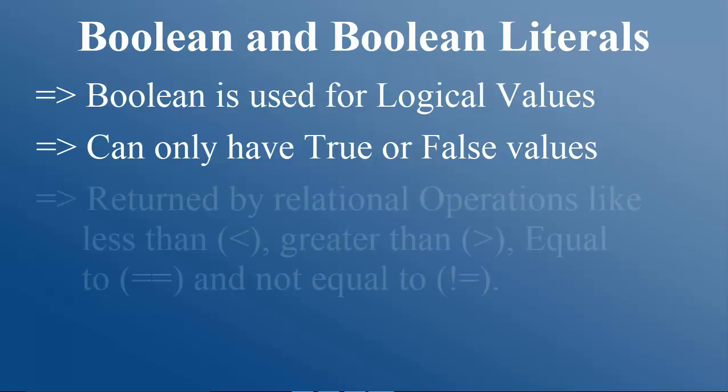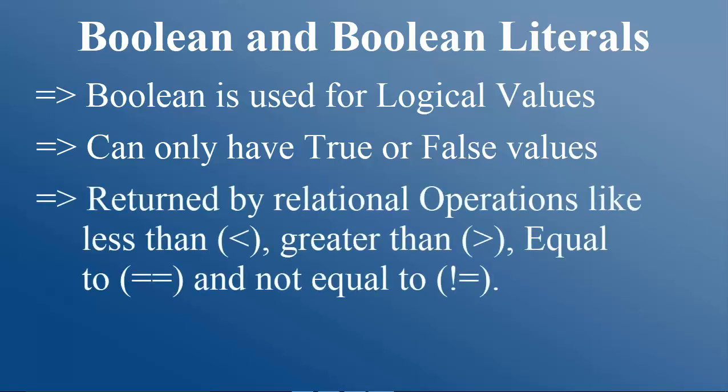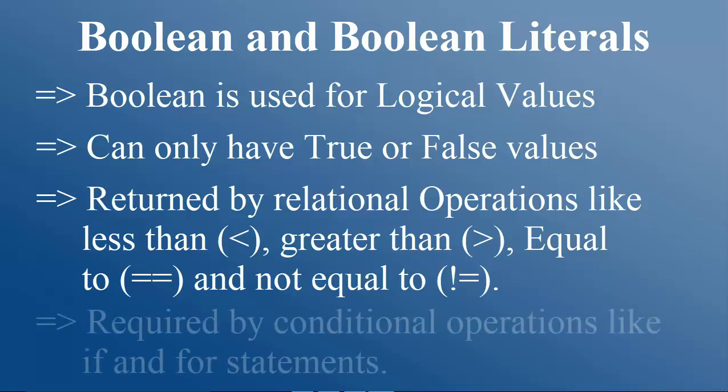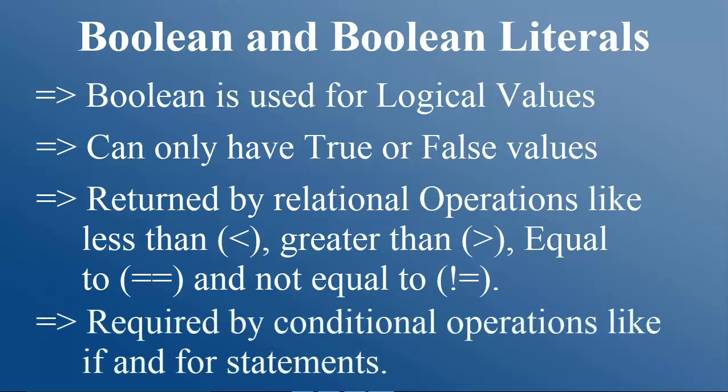So this type is returned by all relational operations, as in the case of using signs like greater than and less than. For example, if you're comparing two values and you want to say that value A is greater than value B, if that's true, then it will return true. If it's false, then you'll get a false answer. Okay, it's also required by conditional expressions that govern control statements, for example, when you're doing an if statement or for statement.